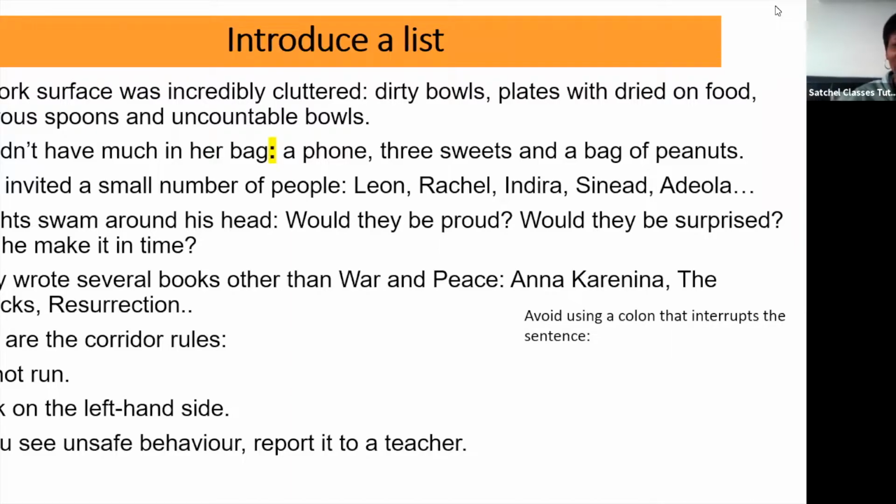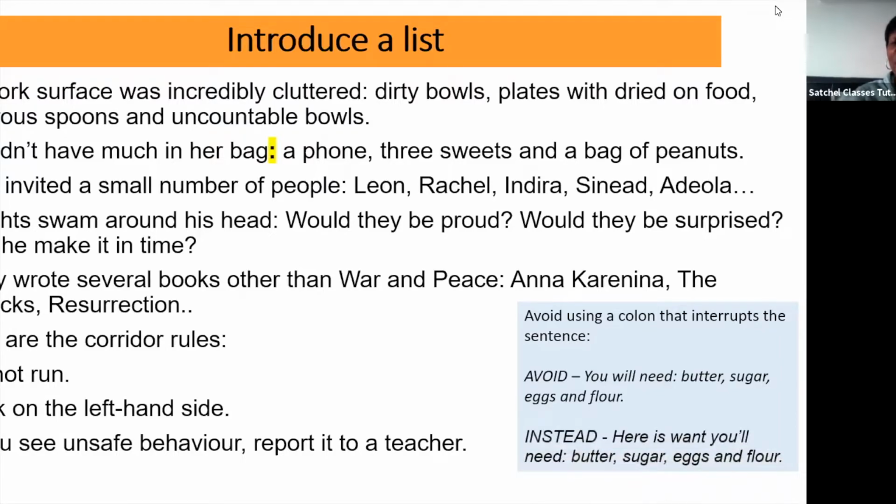However, try to avoid a colon that interrupts a sentence. Let me explain. So avoid: you will need, colon, butter, sugar, eggs, and flour. Instead: here is what you will need, colon, butter, sugar, eggs, and flour. So you can see the colon is the natural break in the sentence rather than interrupting the flow of the sentence.